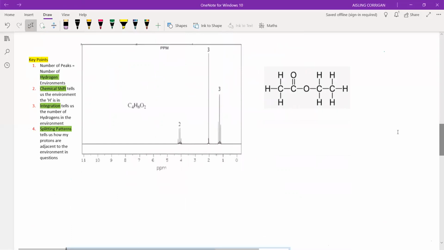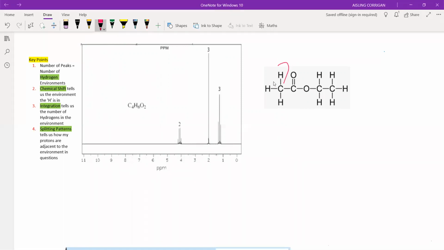Right, so here's another example. Again, the first thing you should do: this is an ester. It is ethyl ethanoate, and this is the spectrum for ethyl ethanoate. The first thing you should do is identify the hydrogen environments. Pause the video if I were you, and try to identify the hydrogen environments. I'm going to go from left to right.